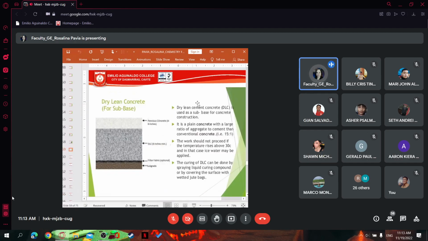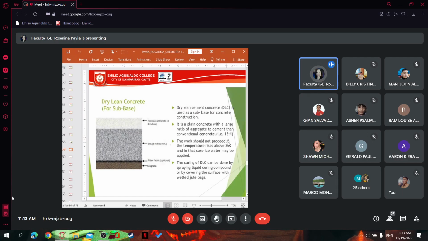Now, we also have what you call the dry lean concrete for sub-base. So, dry lean cement concrete or DLC is used as a sub-base for concrete construction. It is a plain concrete with a large ratio of aggregate to cement that is about 15:1. 15 yung aggregate mo, 1 yung cement mo. So, ang laki ng aggregate for a dry lean concrete.